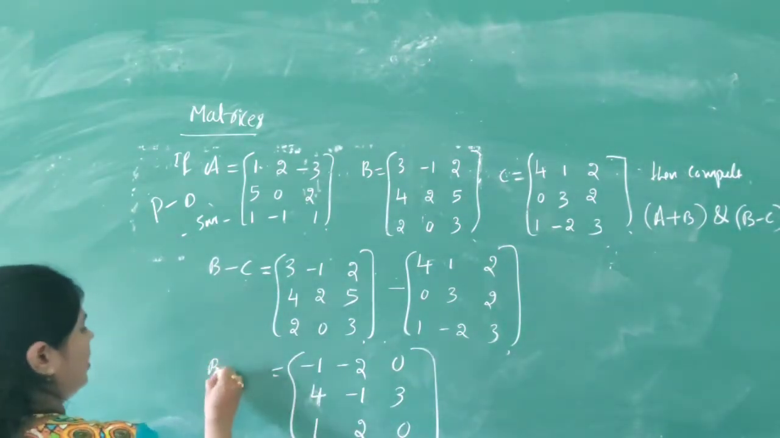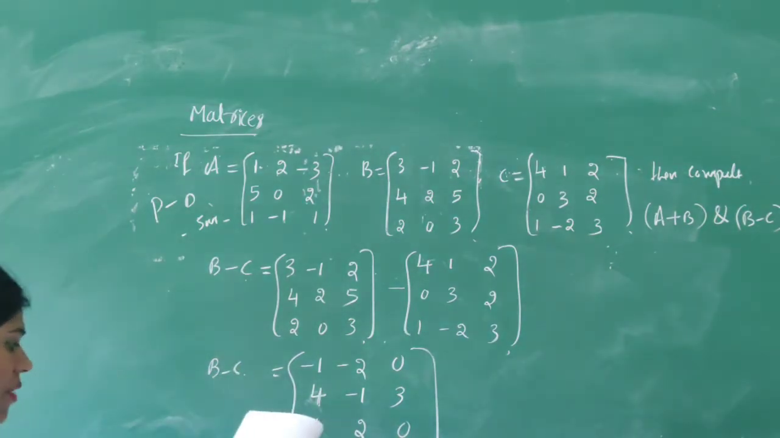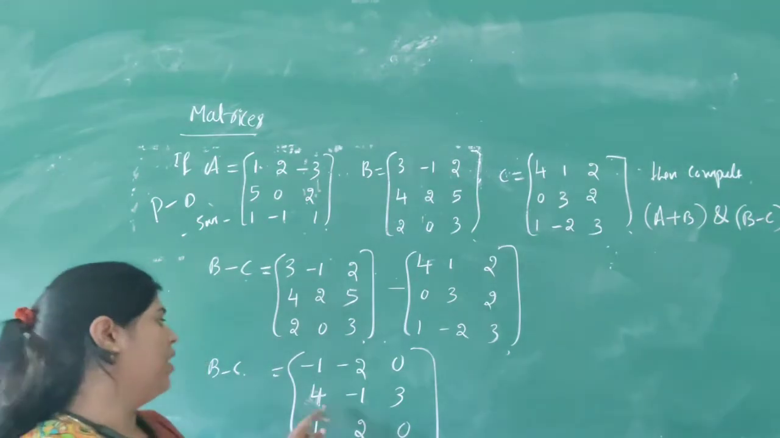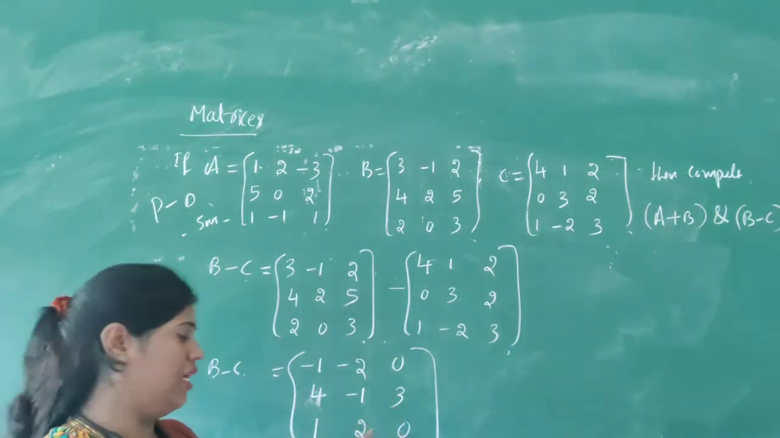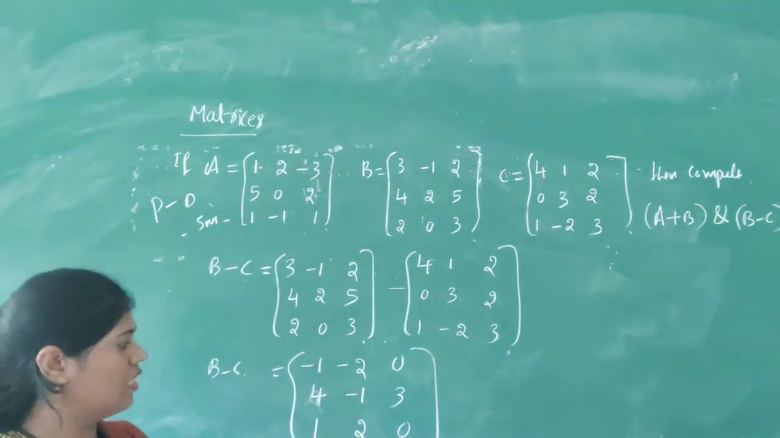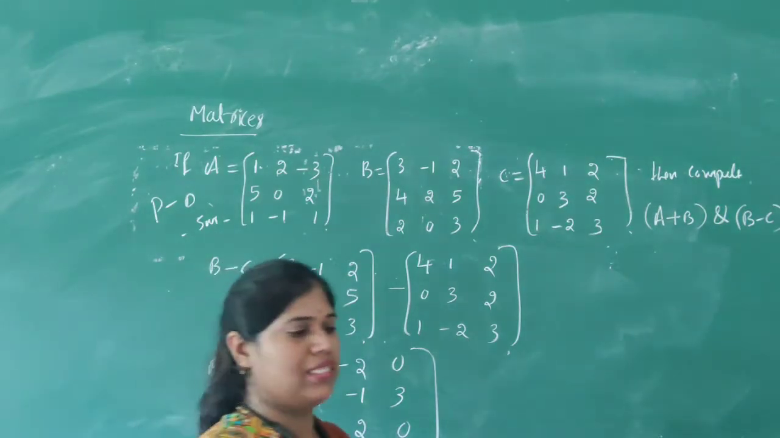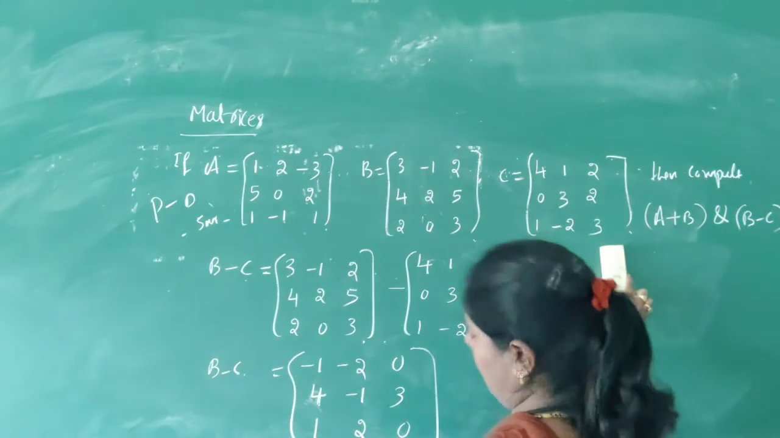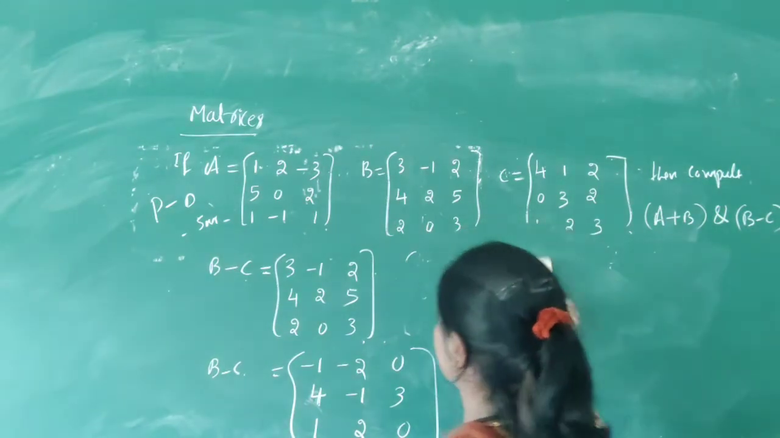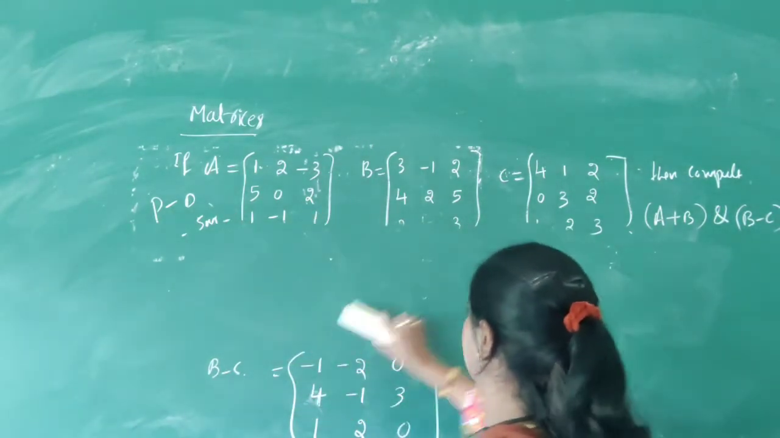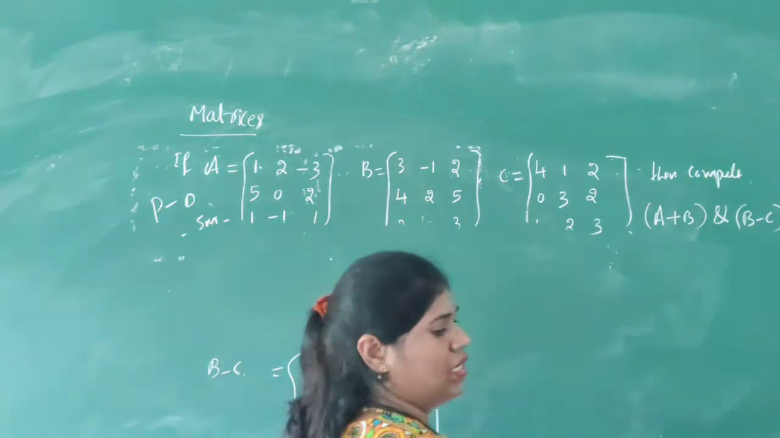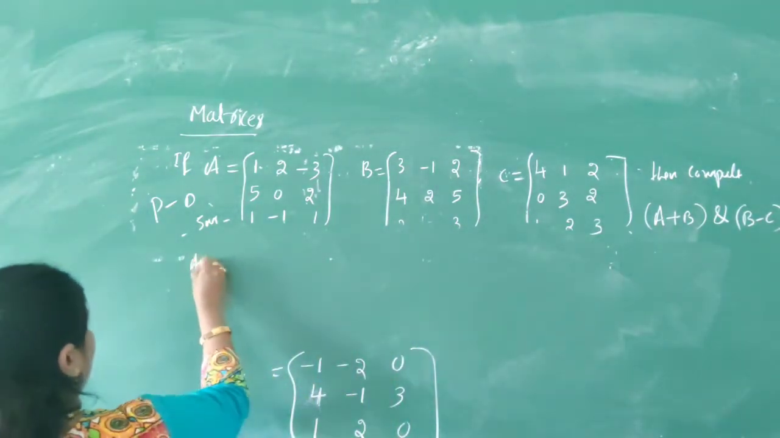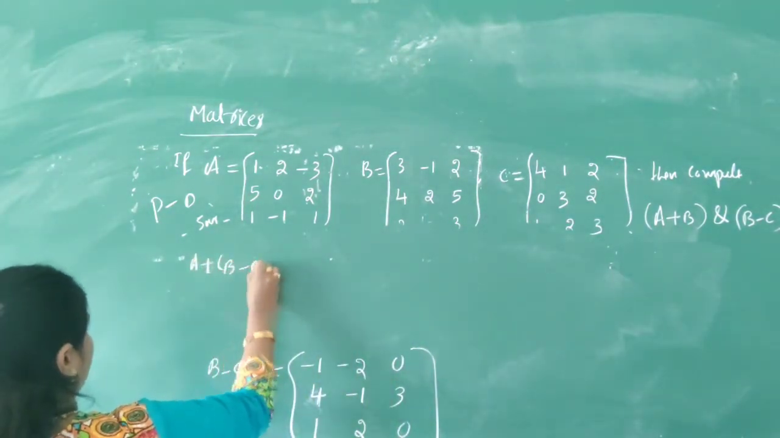This one is B minus C. What is B minus C we have got? Minus 1, minus 2, 0. 4, minus 1, 3. 1, 2, 0. This one is B minus C. We have to do it for A plus of B minus C. So next one is A plus of B minus C.